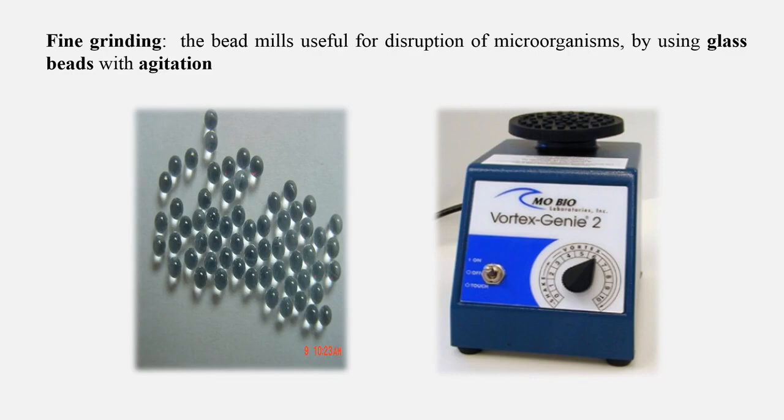Fine grinding, the bead mills, useful for disruption of microorganisms by using glass beads with agitation. الطحن الناعم باستخدام الخرز الطاحنة، وهي مفيدة جدا لتحطيم خلايا الأحياء المنشارية، وذلك باستخدام الكلاس بيتس الكرات الزجاجية مع جهاز الفورتكس الاجيتيشن. This method generate heat as well as air bubbles, so it's useful to keep the sample in ice between the time.